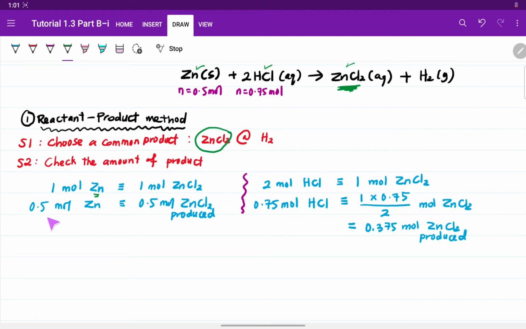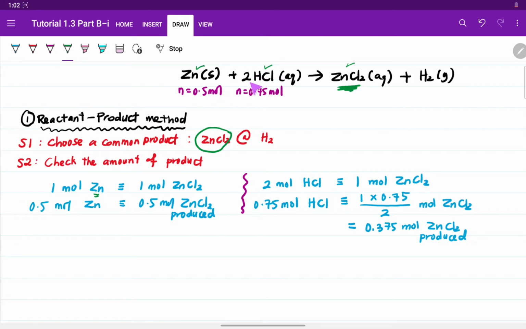So, if I have 0.5 mole of zinc, I will produce 0.5 mole of zinc chloride. Ini yang akan dihasilkan kalau 0.5 mole zinc habis digunakan, if dia adalah limiting reactant. Okay, ini yang pertama. Next, kita buat pula untuk reactant yang kedua.